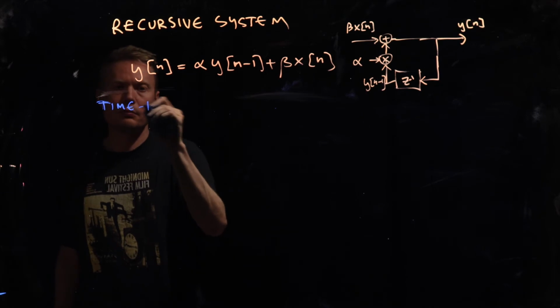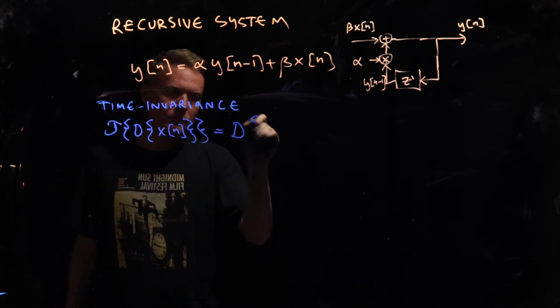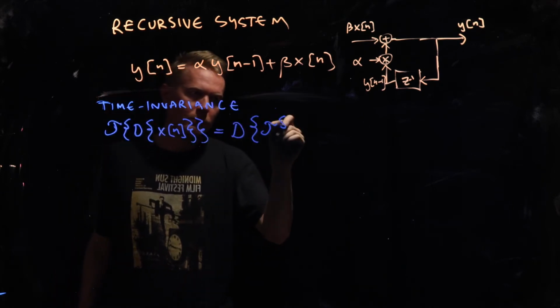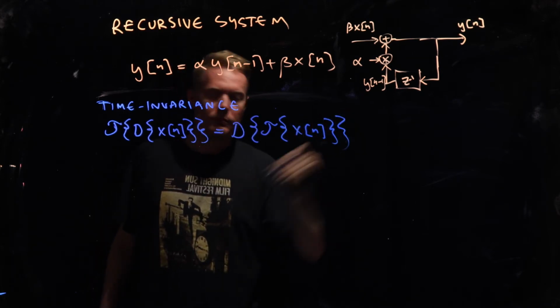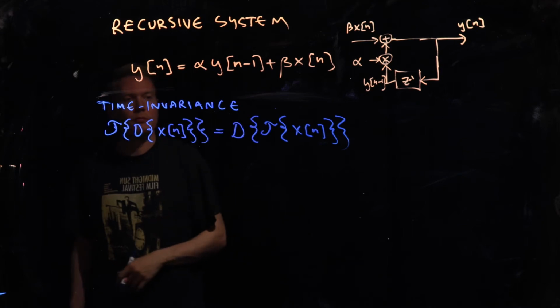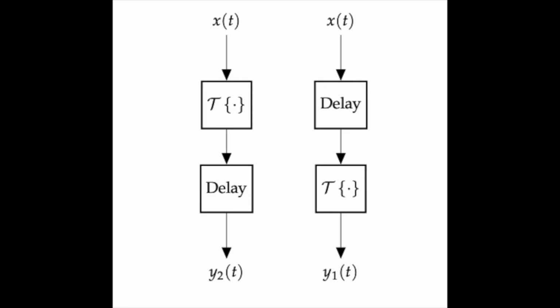Okay, let's look at time invariance. Here's the formal test for time invariance. It should not matter in which order we apply a time shift to the input signal x. We should be able to feed the input signal x of t into a delay and then into the system, or into the system and then to a delay. y1 should be equal to y2 for this system to be time invariant.